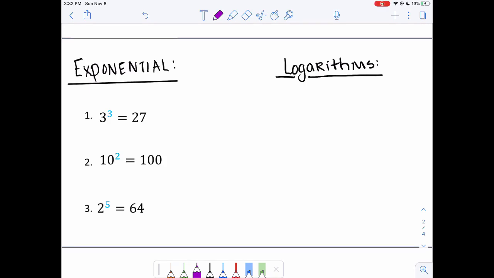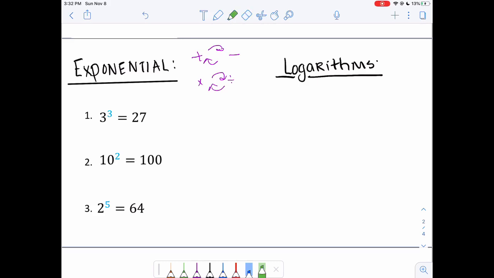Today we're going to learn about logarithms. Logarithms are simply the opposite of exponential expressions. Just like addition and subtraction are opposites, just like how multiplication and division are opposites, exponential expressions and logarithmic expressions are opposites.